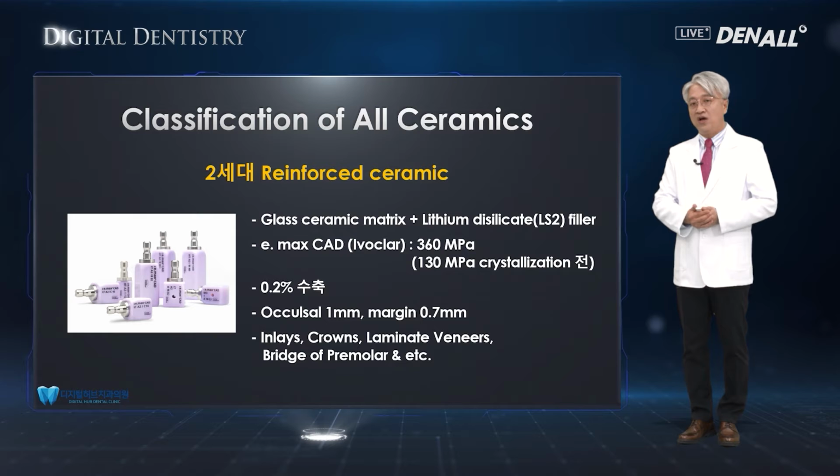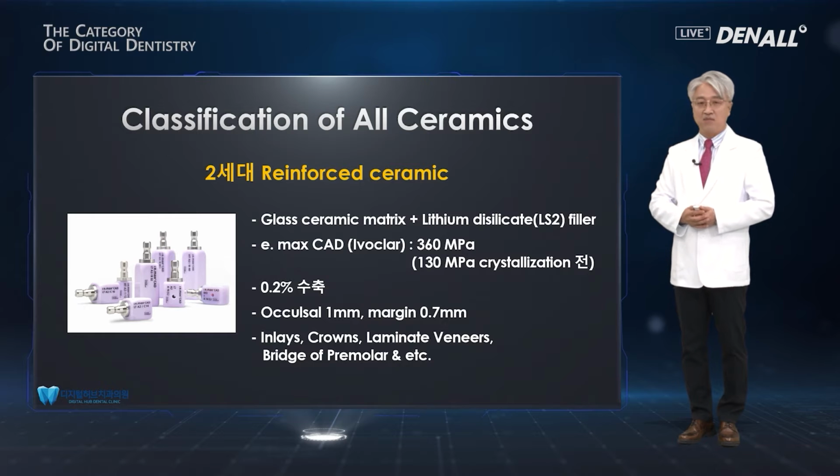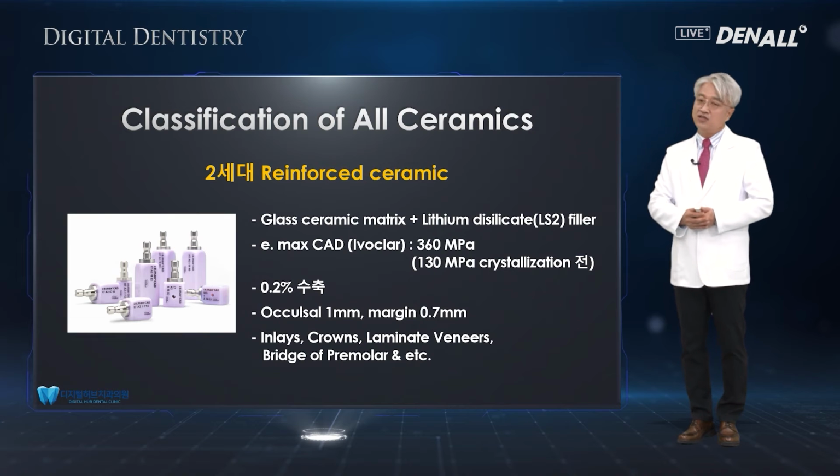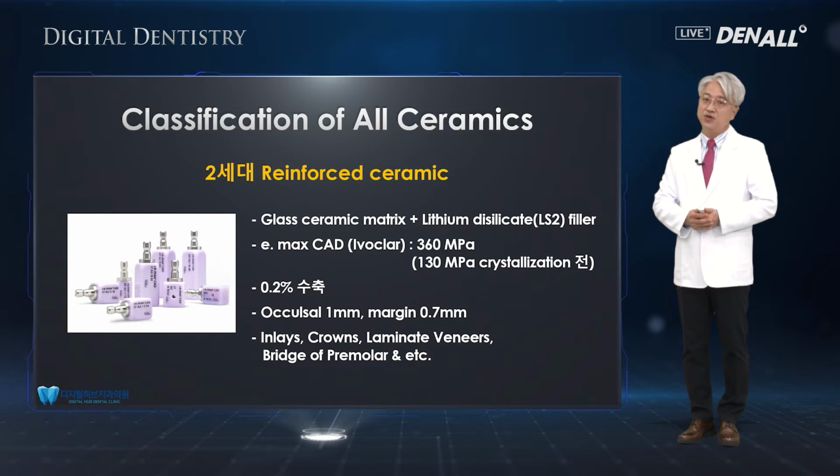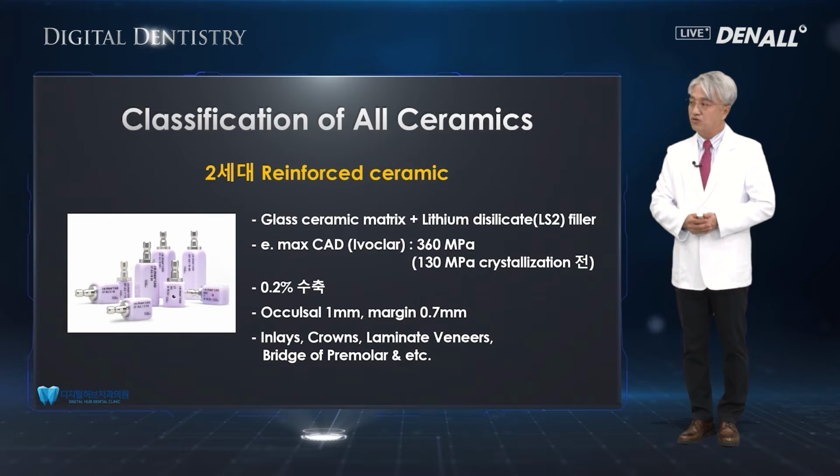So in terms of fabrication, it's very flexible because it's not that strong. And after recrystallization, the strength increases a lot, to 306 to 360. So strength has been reinforced. So for laminates and for crowns, it's a very popular material. Of course, there is a contraction of 0.2%, but that is not a big number, so you don't have to worry a lot about contraction.